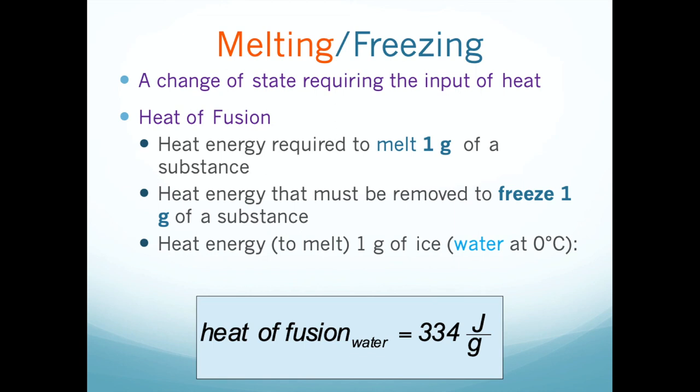Now please note this is the heat of fusion for water only. This does not apply to other materials. So that's basically what you would use this for. If you have the mass of your ice in grams, you multiply by 334 joules per gram, and that'll give you the amount of heat energy required to melt it in joules.